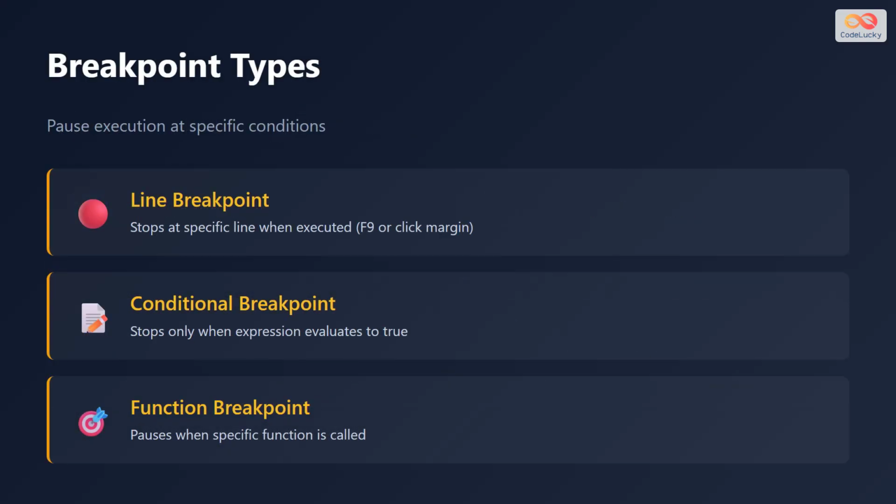Visual Studio Code offers 3 powerful types of breakpoints to control when your code pauses. Line breakpoints are the most common type and stop execution at a specific line when it's reached. You can set them by pressing F9 or clicking in the left margin. Conditional breakpoints are more advanced and only pause execution when a specific expression evaluates to true, allowing you to focus on particular scenarios. Function breakpoints pause execution whenever a specific function is called, making them perfect for tracking function invocations. Understanding these breakpoint types gives you precise control over your debugging sessions.